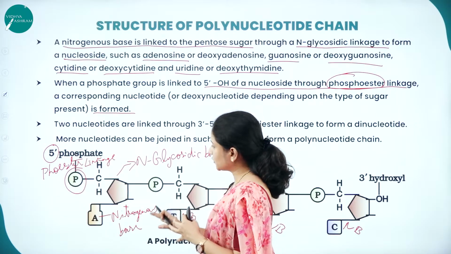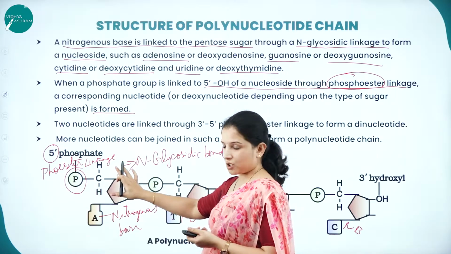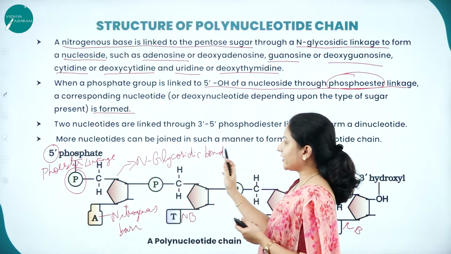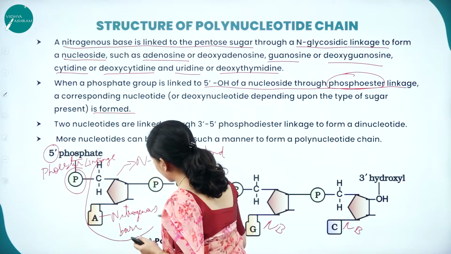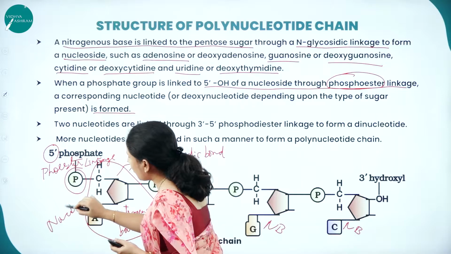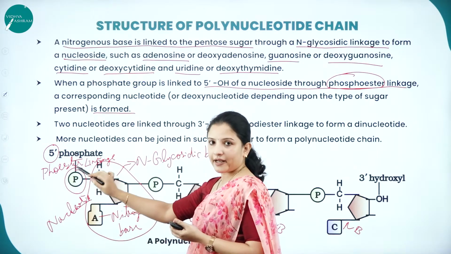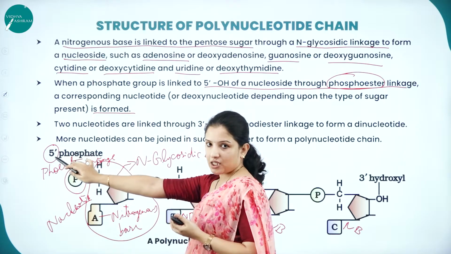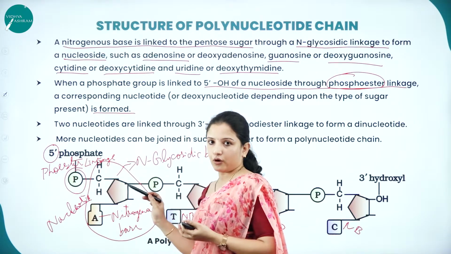So now we understood adenine is linked to the deoxy pentose sugar by a bond which is called N-glycosidic bond. Now what is this? It has formed a nucleotide. Together it is called a nucleotide, right? Now this whole nucleotide is linked, that is the phosphate end of the nucleotide is linked to the 5' end of the DNA by a bond which is called phosphoester bond.